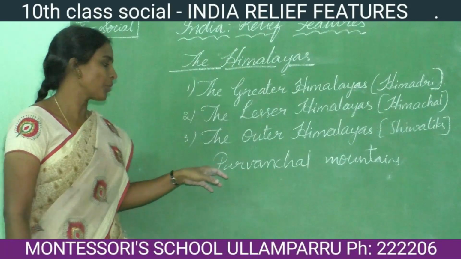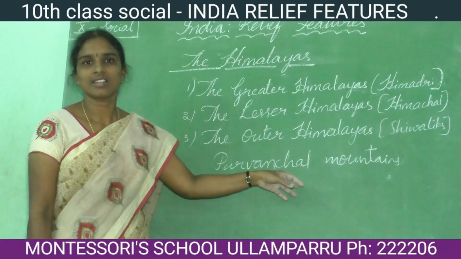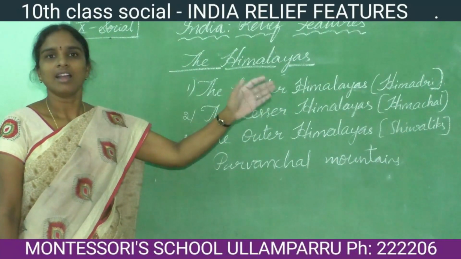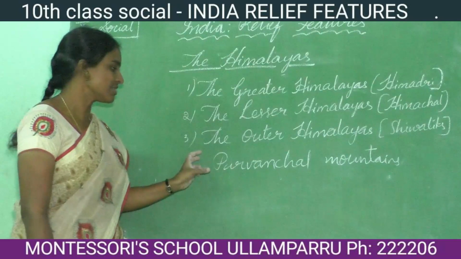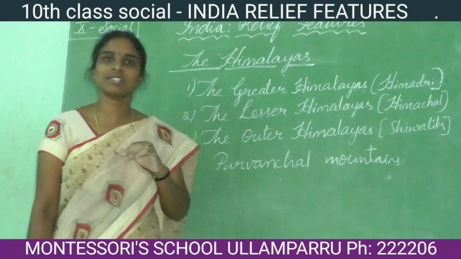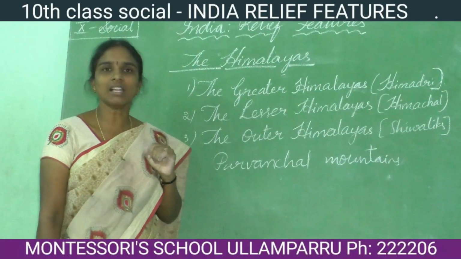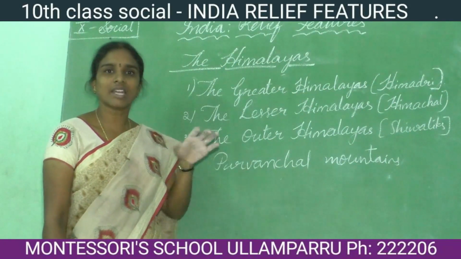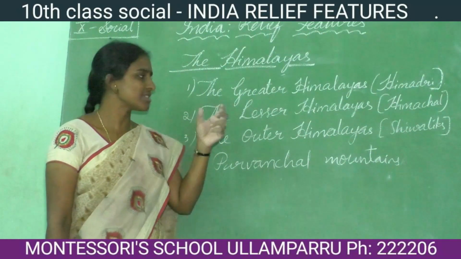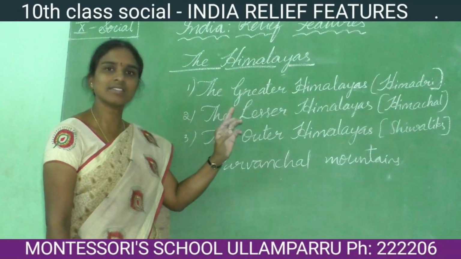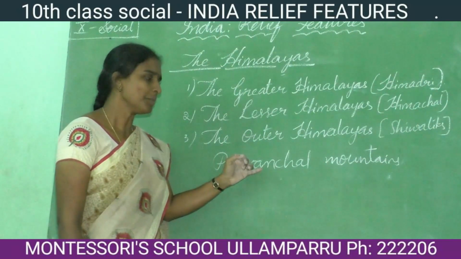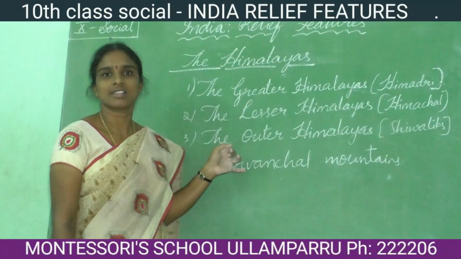They are called Purvanchal mountains. The part of the Himalayas which is present in Arunachal Pradesh is called the Purvanchal mountains. Regionally, they are called with different names: Mizo Hills, Patkai Hills, Mega Hills. Like that, they are called with different names in Arunachal Pradesh. So this is the information about the Greater Himalayas, Lesser Himalayas, Outer Himalayas, and Purvanchal mountains.